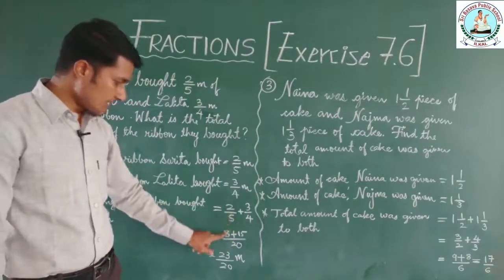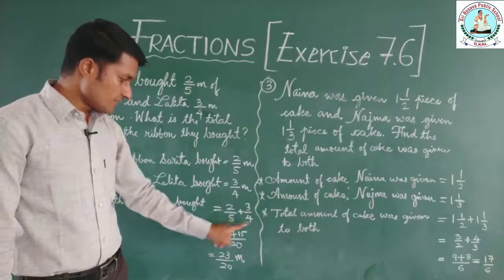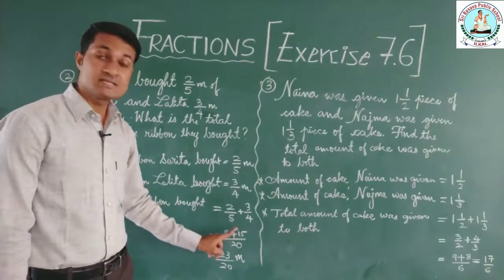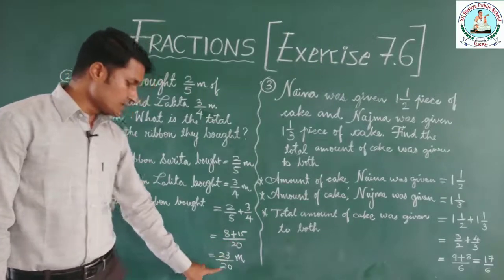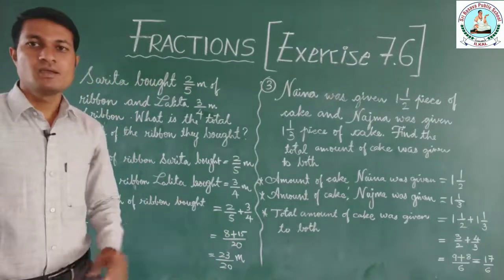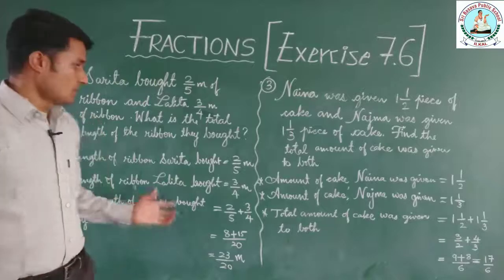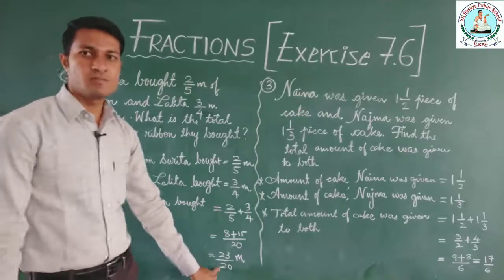So 4 twos are 8, 5 threes are 15, 5 fours are 20. Then 8 plus 15 will be how much? 23, and 20 as it is. So 23 divided by 20 meter of ribbon is bought by both together. So this is the total length of the ribbon bought by both.